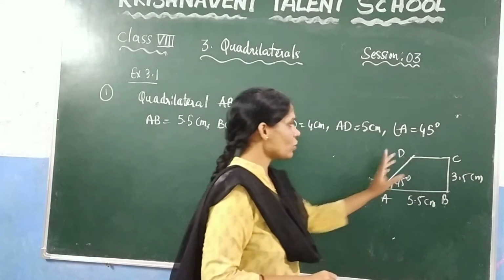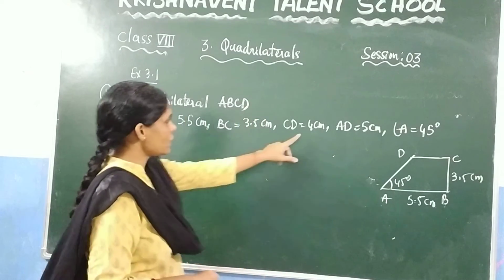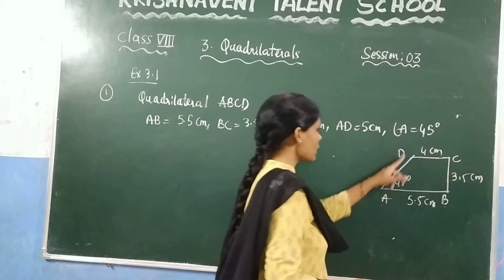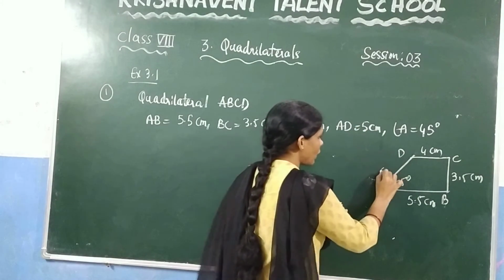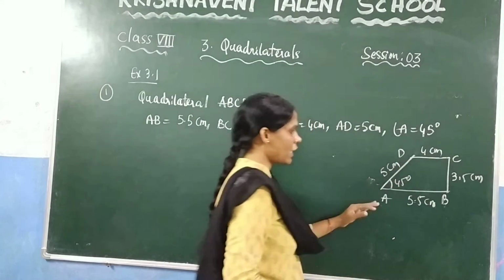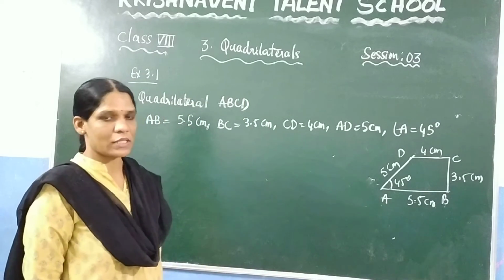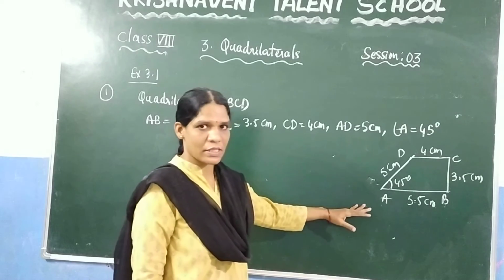Now see the length of CD. Is the length of CD given? Yes, it is 4. So write it here 4. And similarly, what is the length of AD which is given? It is 5. We have just drawn a rough sketch. By seeing the rough sketch, now you need to draw the quadrilateral. So how to draw the quadrilateral by seeing it?